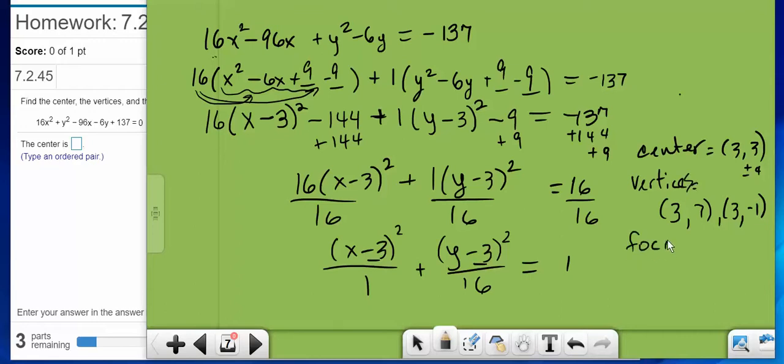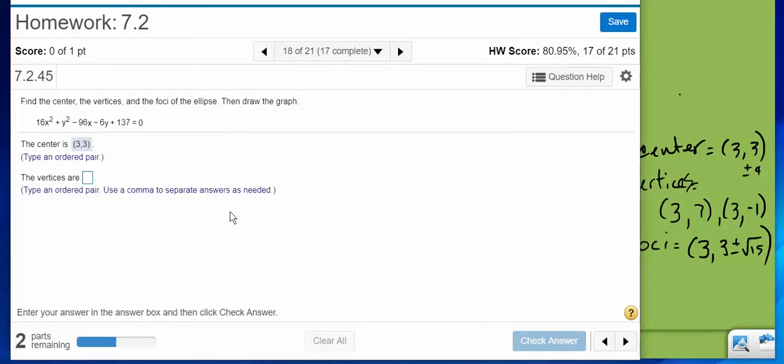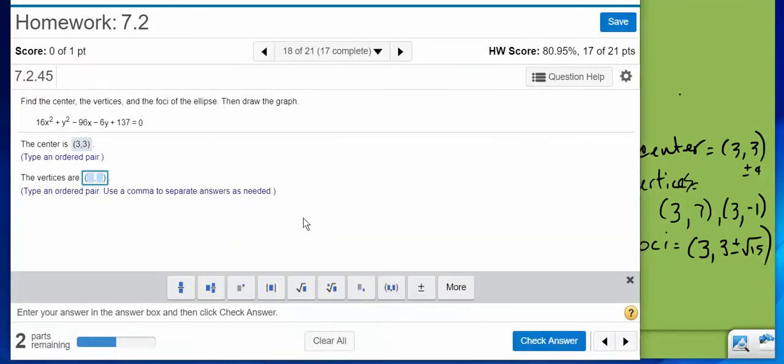And then foci, we're going to subtract. That's 15. And again, it's a vertical major axis, so we're going to add, subtract to the y coordinate. So it'll be 3, and then 3 plus or minus square root of 15. All right, so let's plug that in. Center was 3, 3. Vertices, we're doing 3. Then this is where we do the 3 plus 4 is 7, and then comma 3. And then the 3 minus 4 is the negative 1.